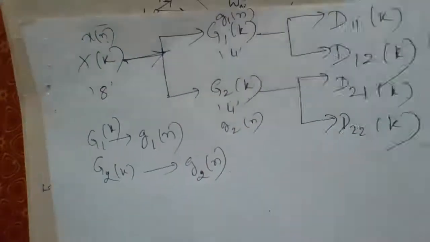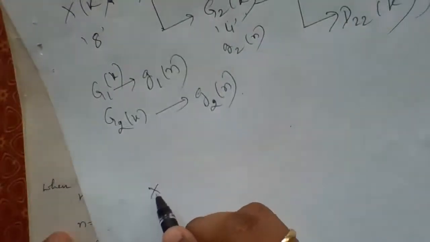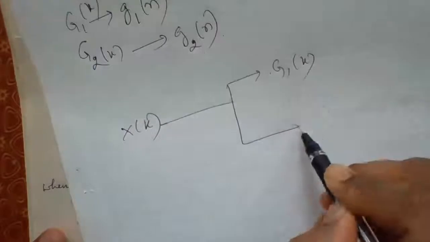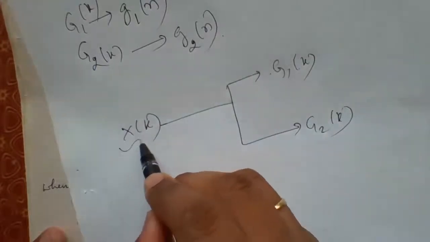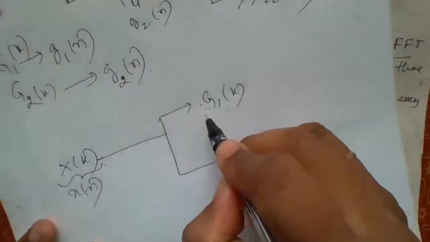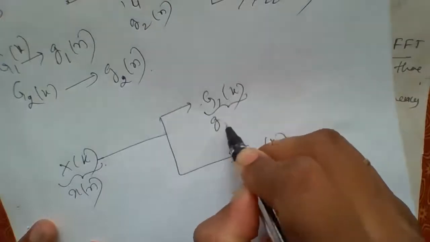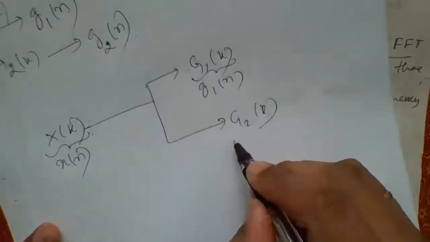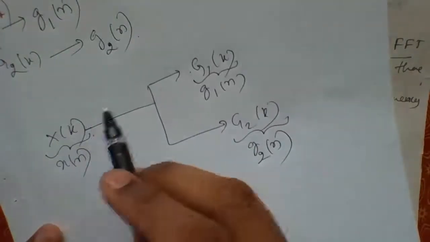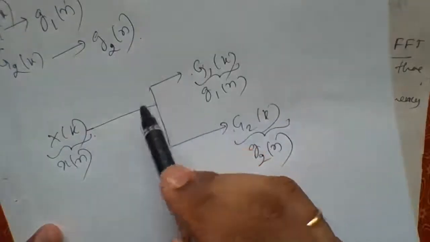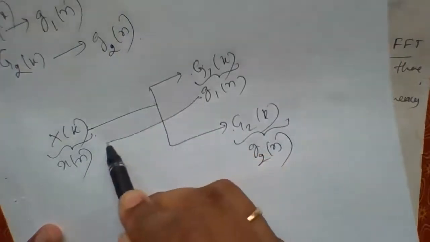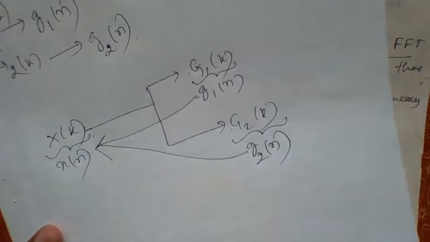That is what is done in the first step, because x of k is decimated into capital G1 of k and G2 of k. What is this x of k? It is a DFT of x of n samples. G1 of k is nothing but a DFT of all G1 of n samples. Similarly, G2 of k is a DFT of G2 of n samples. Therefore, when G1 and G2 are linked with x of k, obviously G1 of n and G2 of n are also linked with x of n.